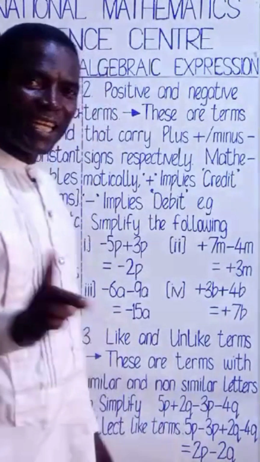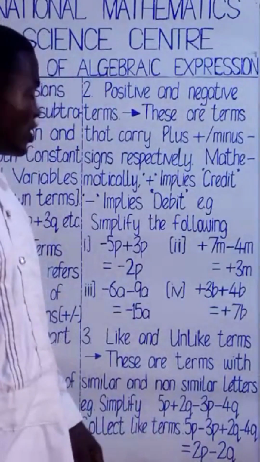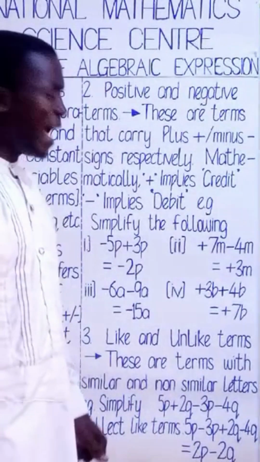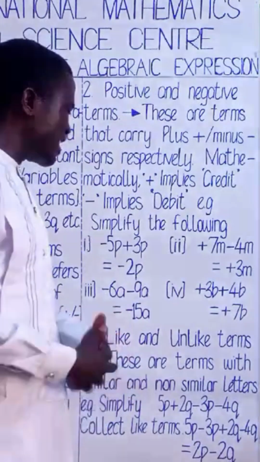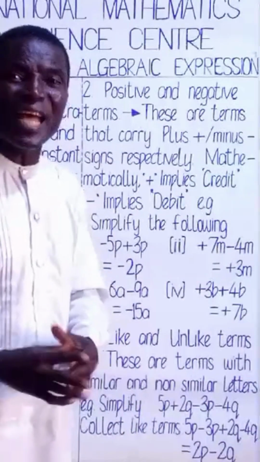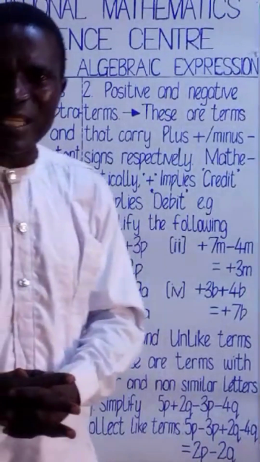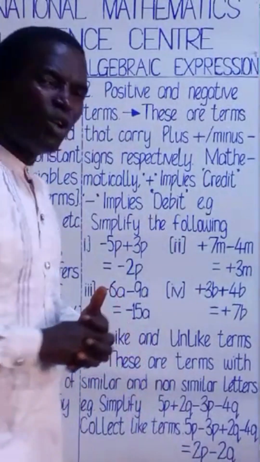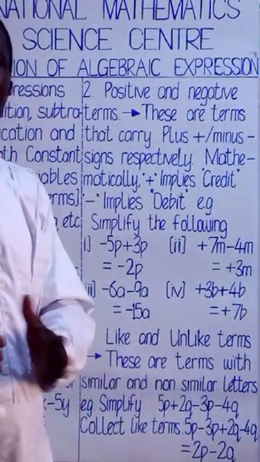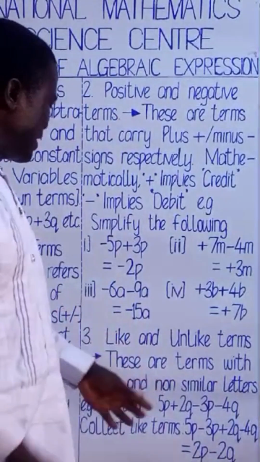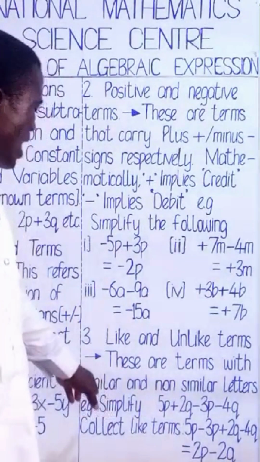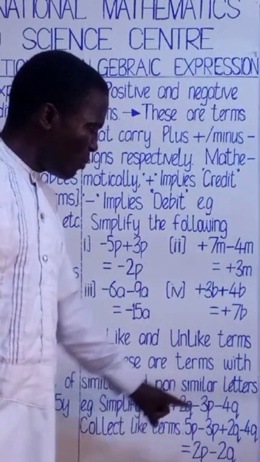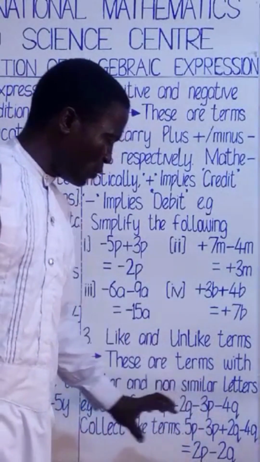In the last lesson we quickly discussed like and unlike terms. We said that like terms are terms with similar letters, while unlike terms are terms with non-similar letters. Let's take for instance, you are asked to simplify 5p plus 2q minus 3p minus 4q.